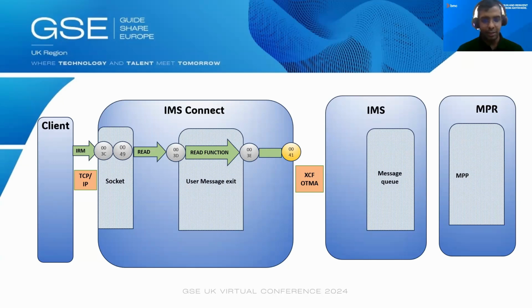Once that's done, everything happens in the IMS and the MPR region, where the processing happens, which we will not cover here. These are internal IMS events that we will not be showing in the flow.